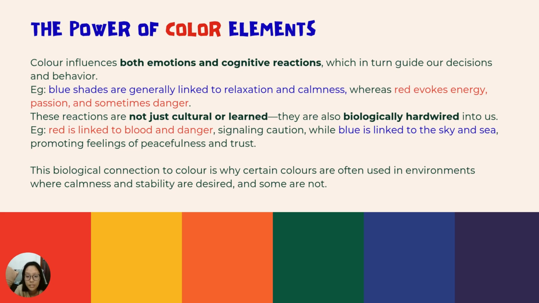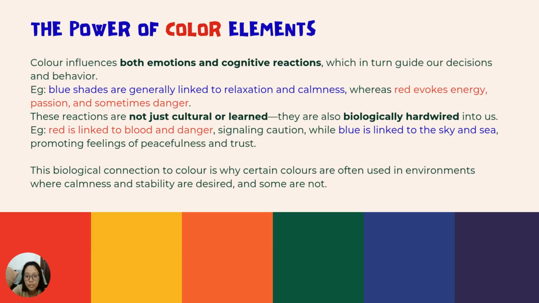Colors affect us in ways that we don't always consciously realize, but their impact is strong and pervasive. Color influences both emotion and cognitive reactions, which in turn guide our decisions and behavior. For instance, blue shades are generally linked to relaxation and calmness, whereas red evokes energy, passion, and sometimes danger. These reactions are not just cultural or learned; they are biologically hardwired into us. So let's break down the six main colors and their psychological impact.